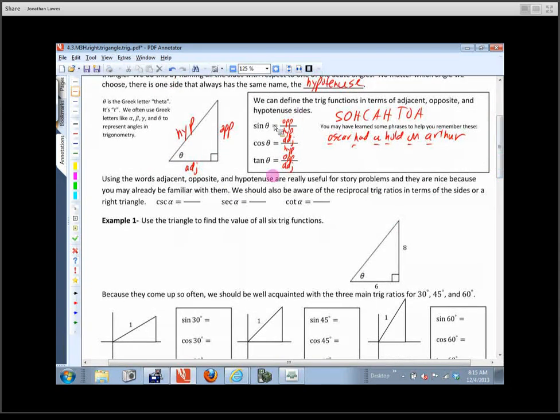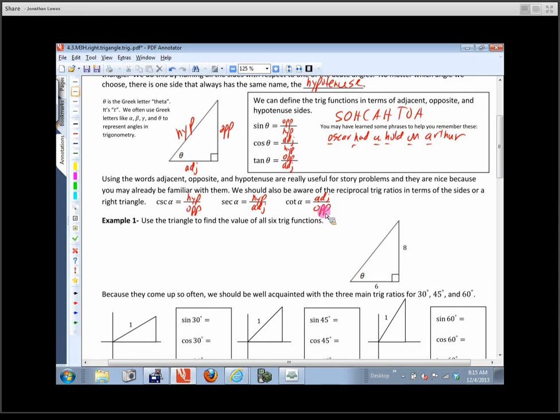So once we've got these figured out, we can figure out the 3 reciprocal trig functions. Remember, the cosecant and the secant and the cotangent, those are the reciprocals of each one of those. So if I wanted the cosecant, that's the reciprocal of the sine, so I'd take this and flip it over. It would be the hypotenuse over the opposite. The secant is the reciprocal of the cosine, so it would be the hypotenuse over the adjacent. And the cotangent is the reciprocal of tangent, so it's going to be the adjacent on top and the opposite on the bottom.